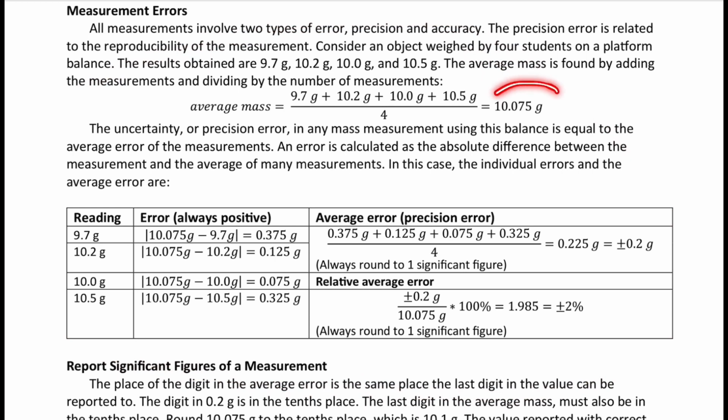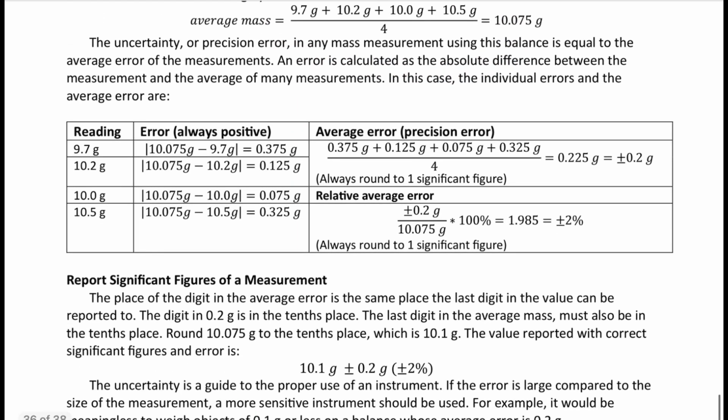But I would like you to calculate average mass. I would like to see the work that you did to calculate average mass. I would like you to calculate precision, and I would like to see the work that you did to calculate precision. So I want to see the differences, and I want to see the average difference and where you've rounded it to one significant figure, and I want you to calculate the average error as well.